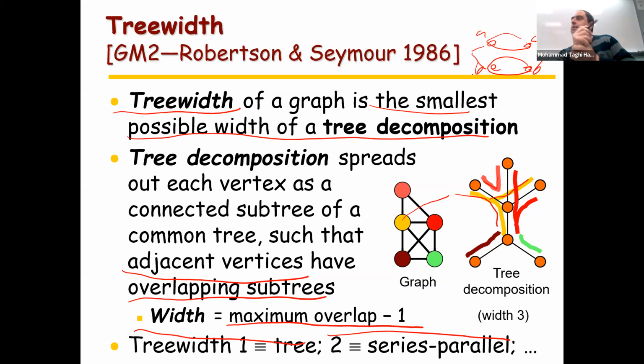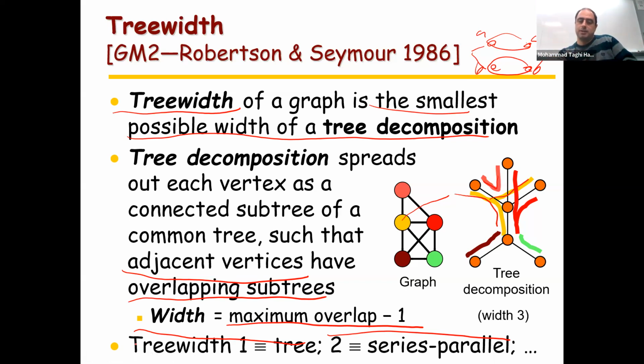Series parallel graphs are very important because these are graphs that have bounded treewidth, treewidth 2 in particular, and they are also planar graphs. So interestingly, you may think planar graphs may have bounded treewidth. No, they don't have bounded treewidth. I will talk about it.